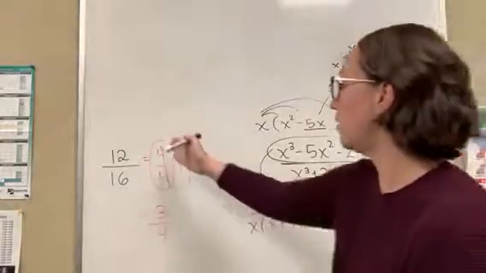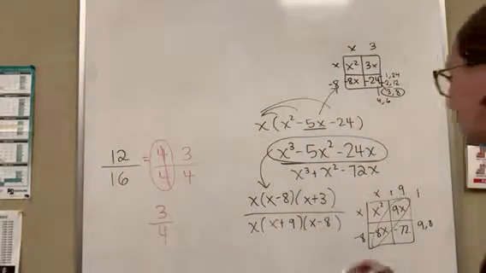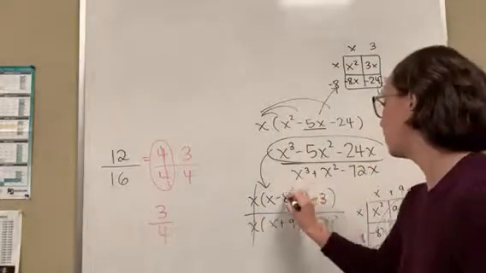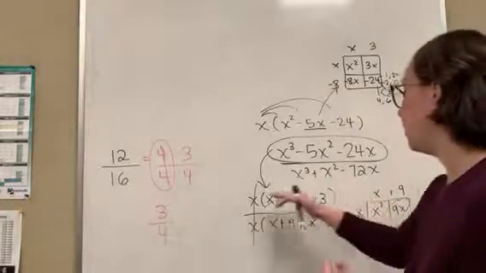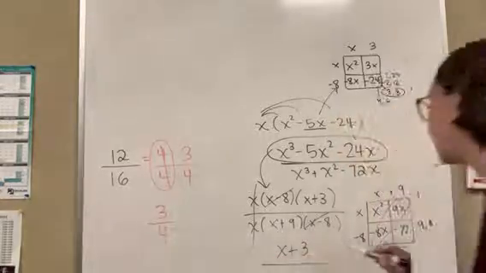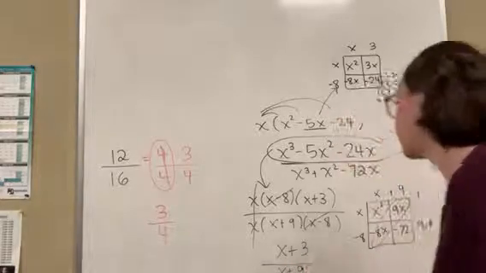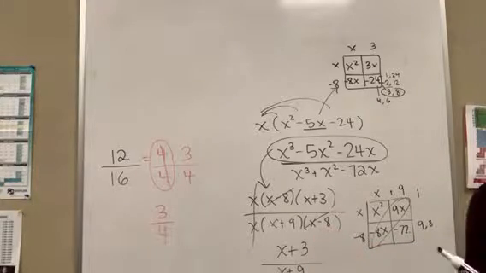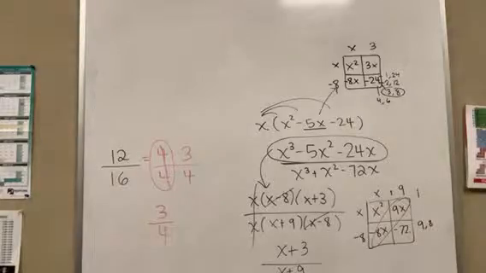Just like over here, I looked for things that reduce to 1. I'm looking for factors that reduce to 1. I see it right here, x divided by x is 1, and I see it right here, x minus 8 divided by x minus 8 is 1. So all I'm left with in the numerator is 1 times x plus 3, which is just x plus 3. And in the denominator, I'm left with 1 times x plus 9, which is just x plus 9. So x plus 3 over x plus 9 is just a way faster, simpler way of saying this expression right here.